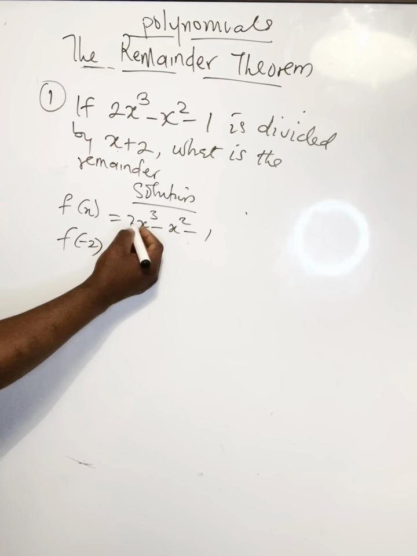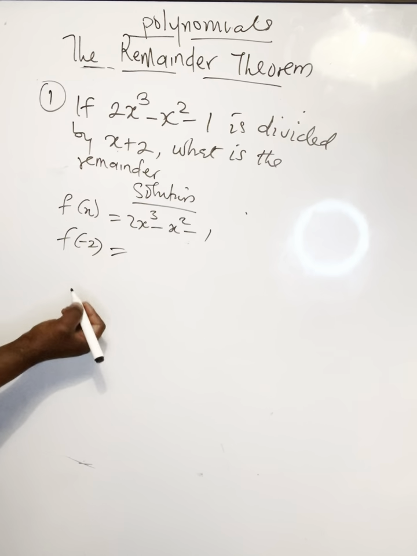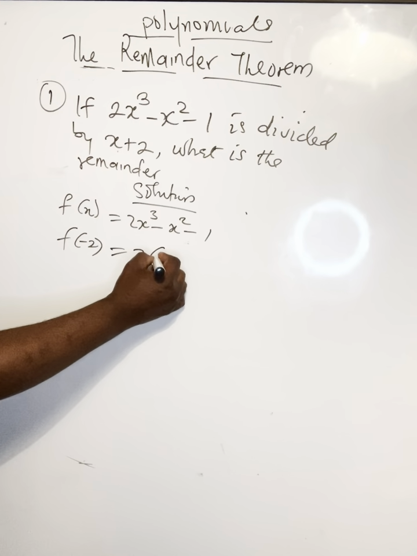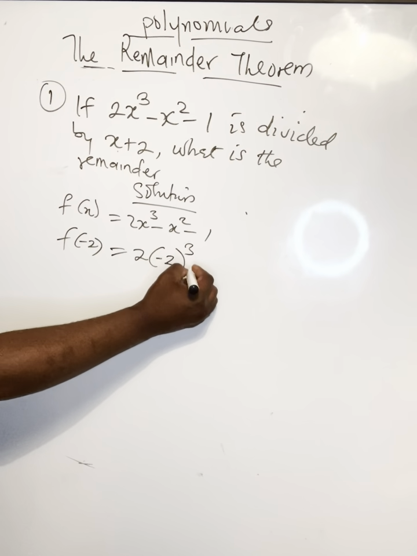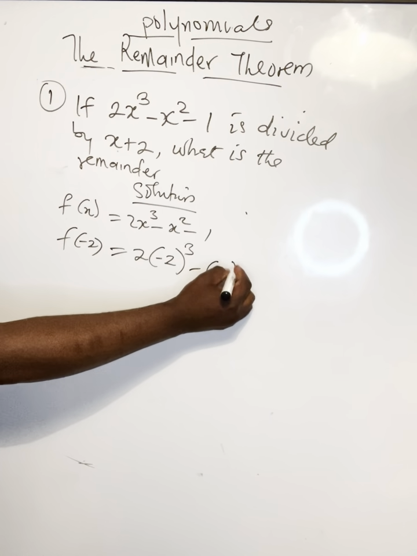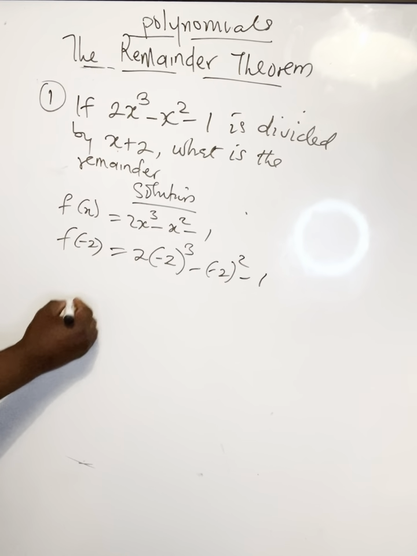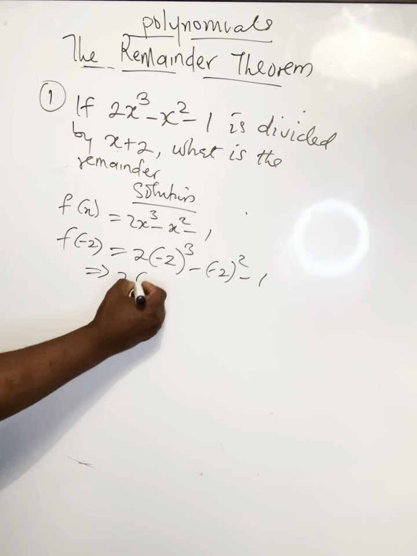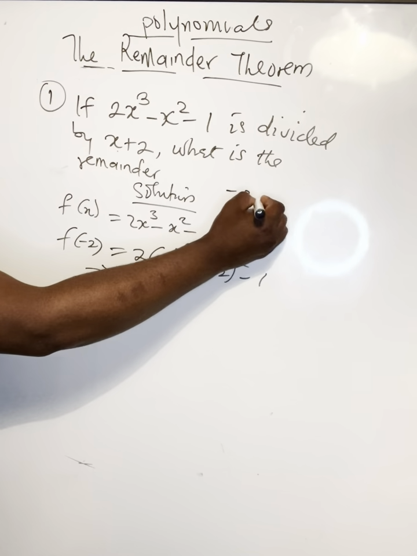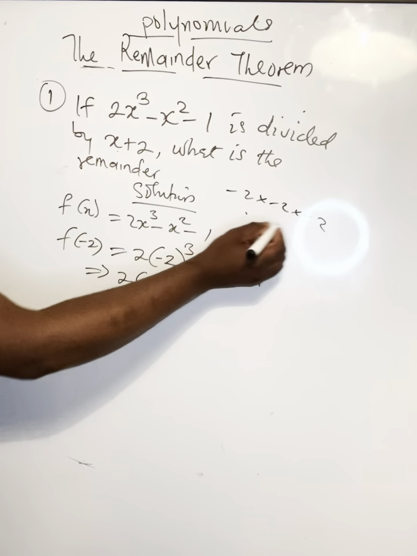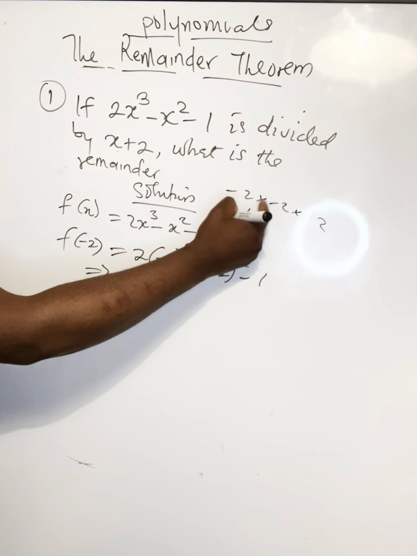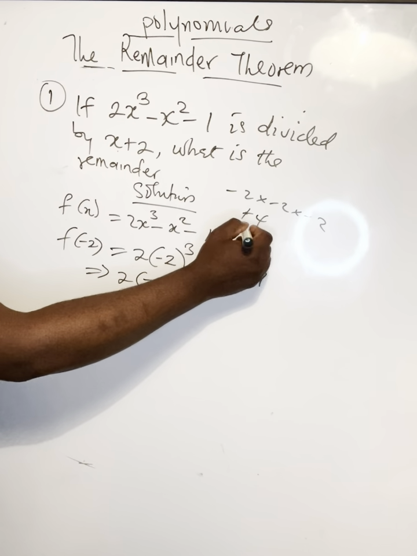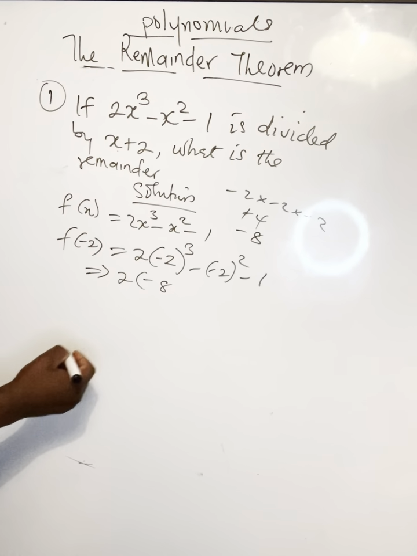Now, in this case, I'm going to replace x in this expression with minus 2. Doing that is going to be 2 times minus 2 raised to the power of 3 minus minus 2 raised to the power of 2 minus 1. Minus 2 raised to the power of 3 is going to give me minus 8, because it's minus 2 times minus 2 times minus 2. Minus times minus is plus, 2 times 2 is 4, plus 4 times minus 2, plus times minus is minus, 4 times 2 is 8. So that is why it is minus 8.